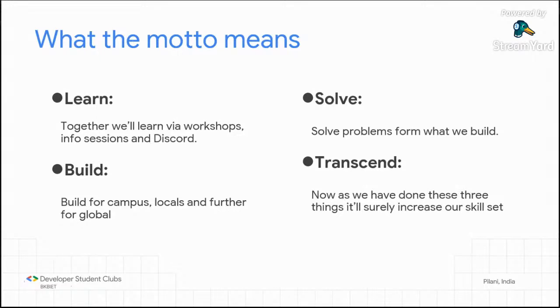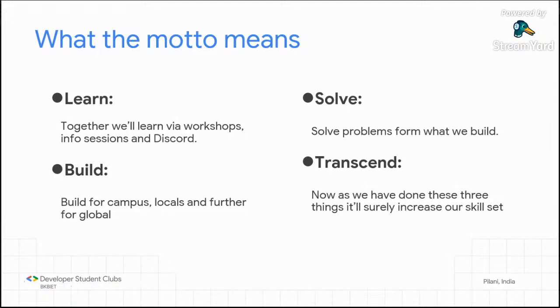Now, what is our aim? Our aim is to build a community that believes in and works on our motto. A community of like-minded people. A community that encourages others to learn and build together. A tech community in our campus that solves any problem that is visible to it.